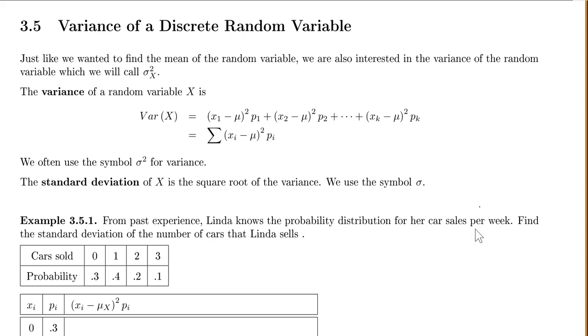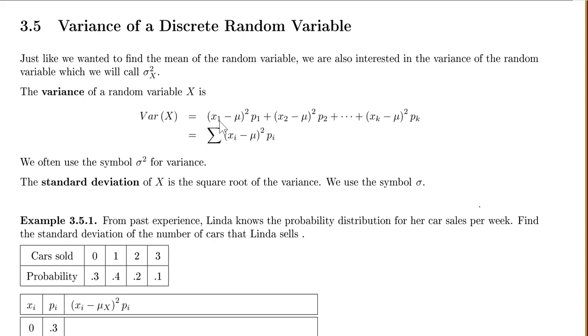In this section, we'll talk about the variance of a discrete random variable. So just like we wanted to find the mean or the average of a random variable, we're also interested in the variance of the random variable. So this would be the variance of that entire population of values you'd get if you did the experiment millions or billions of times. So the variance is a much harder formula to do. We'll only do this one once or twice by hand because it is a lot harder to do.